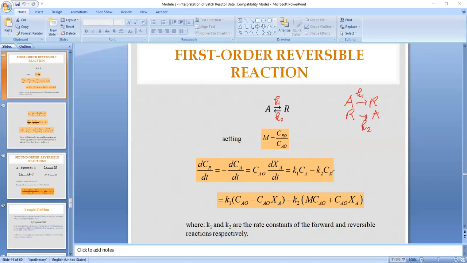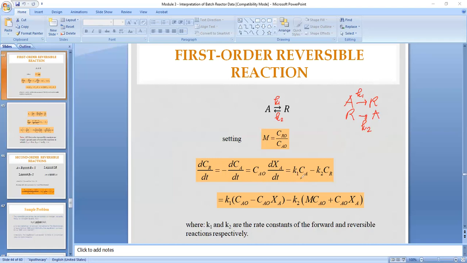Now, in the second reaction, your A is not being consumed, but it's being produced. So the manner of writing its rate expression will now depend on R, which is the product of the first. So when you write the rate equation, that should be K sub 2 C sub R. This is the net rate equation based either on A or based on R. Do you follow? So when you write the net rate equation for a reversible reaction, you write it as two separate irreversible reactions. And this is how you do it.